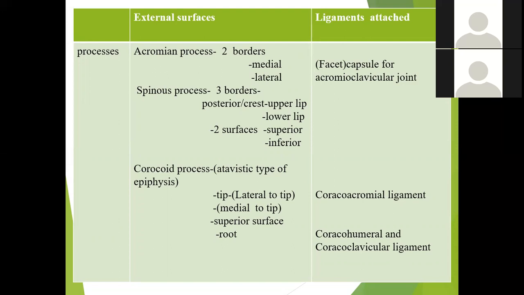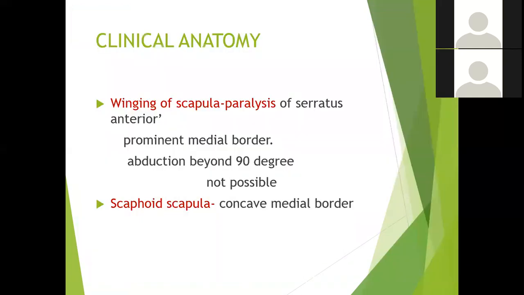So now we are coming to the coracoid process. The coracoid process gives attachment for three ligaments. First one is the coracoacromial ligament. Second one is the coracohumeral ligament. Third one is the coracoclavicular ligament. Okay, so three ligaments are attached to the coracoid process.